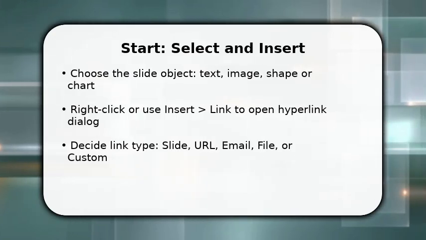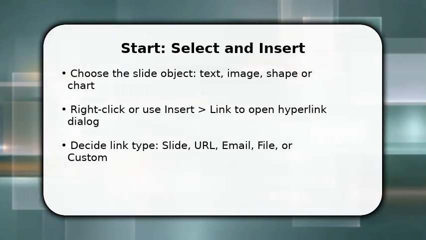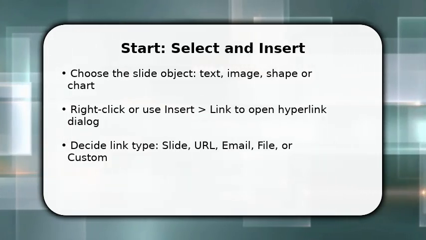You begin by selecting the object you want to turn into a link. You can use text, an image, or a shape. Once selected, right-click and choose Link or go to Insert Link to open the dialog.